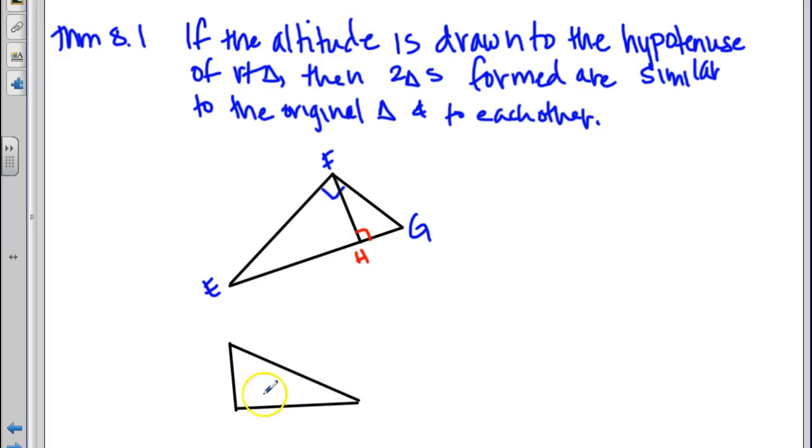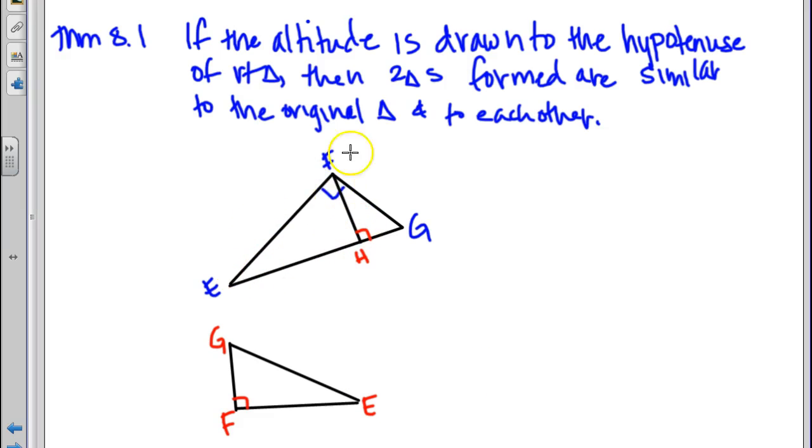So it looks like this. And F is my right angle. So GF is my short side, and FE is my long side, and GE is the hypotenuse. So I rotated this triangle. Everybody see that? We good?